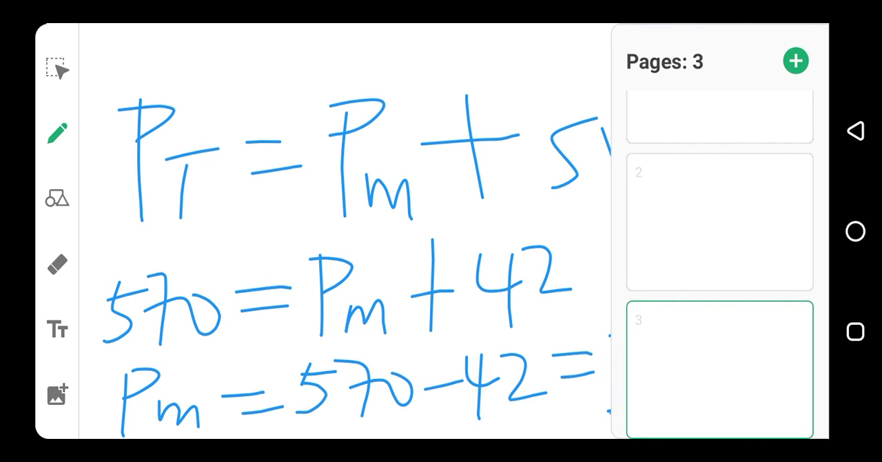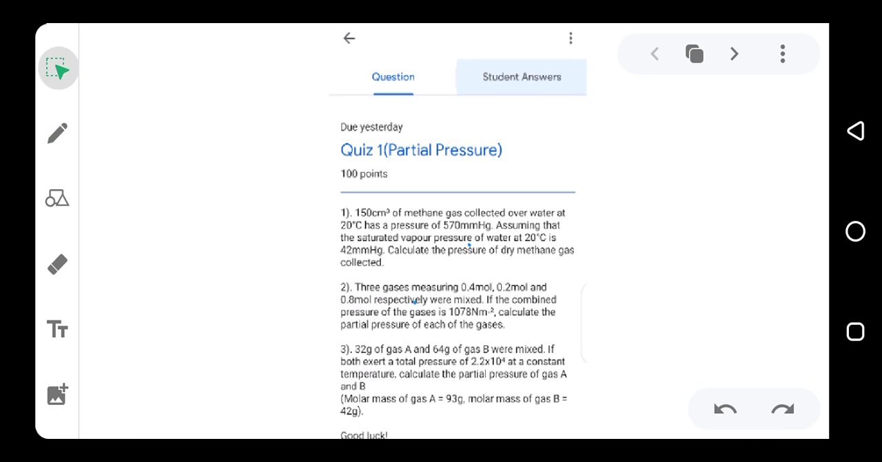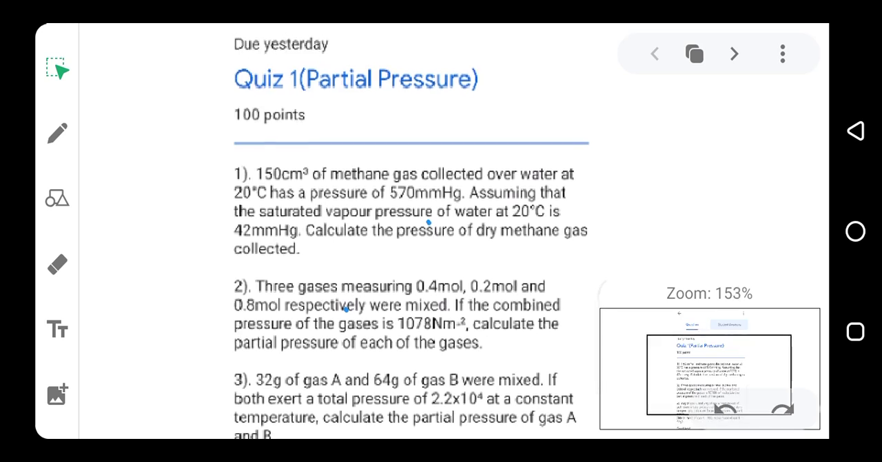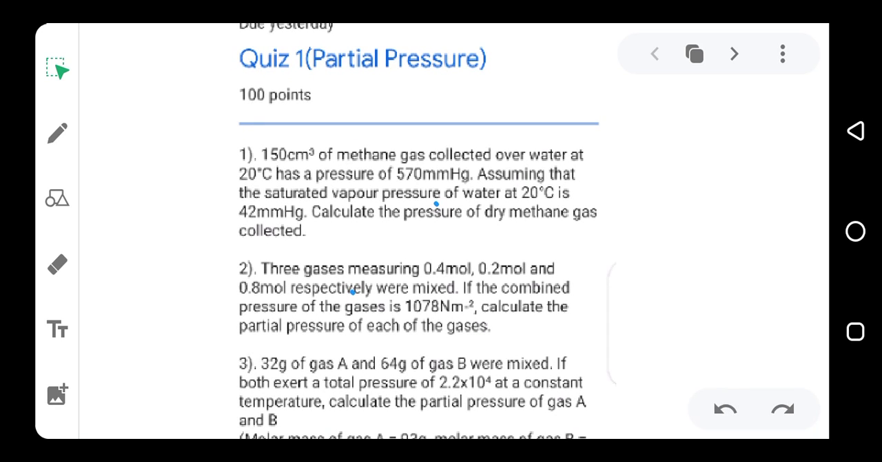So this is the answer to number 1, 528 millimeter mercury. Now let's look at question number 2. In question number 2, we have that 3 gases measuring 0.4 mole, 0.2 mole, and 0.8 mole respectively were mixed. If the combined pressure of the gases is 1078 Newton per meter squared, calculate the partial pressure of each of the gases.